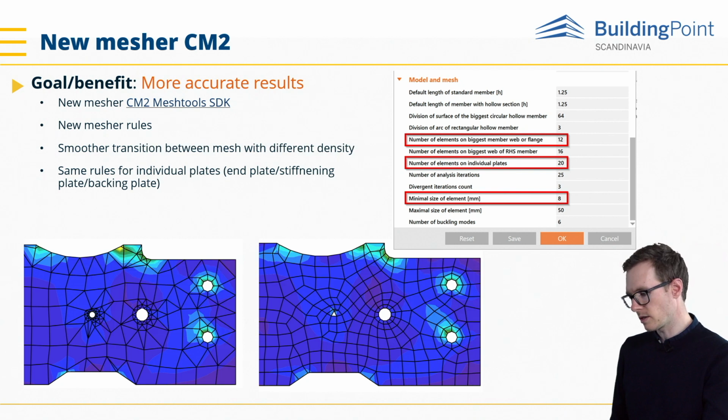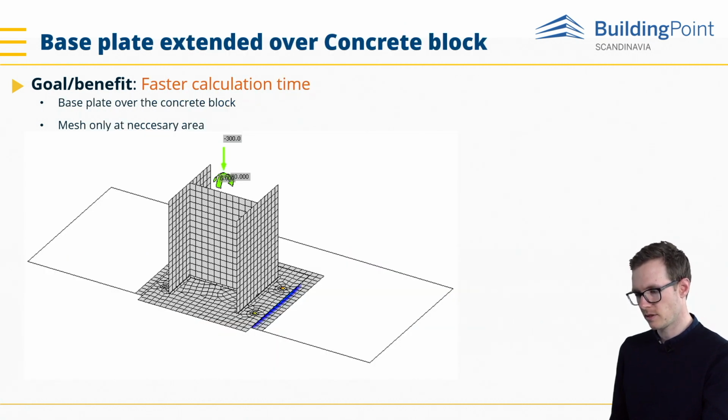That may lead to a little bit slower calculation, but other things have been improved, so it should still go faster than before. This is one of the improvements that make the calculation time faster. So if you have a base plate that sticks out from the concrete, it will only mesh the necessary area. So it will be faster calculation time for these types of connections.